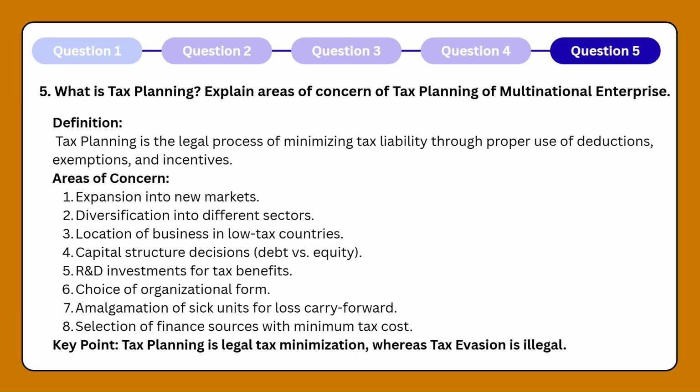Areas of concern for MNEs include expansion into new markets, choosing tax-friendly locations, diversification across sectors evaluating tax implications, location of business in low-tax countries, capital structure decisions using debt for tax-deductible interest benefits, R&D investments for tax incentives, choosing form of organization for better tax treatment, amalgamation of SIC units for loss carry-forward benefits, source of finance selection for minimal tax cost. Tax planning is legal tax minimization.